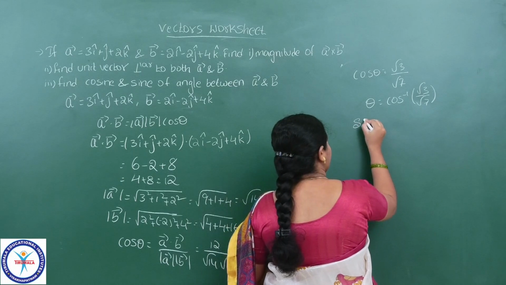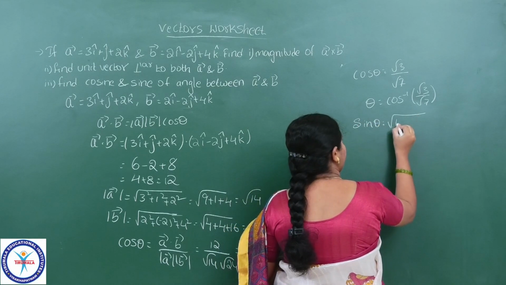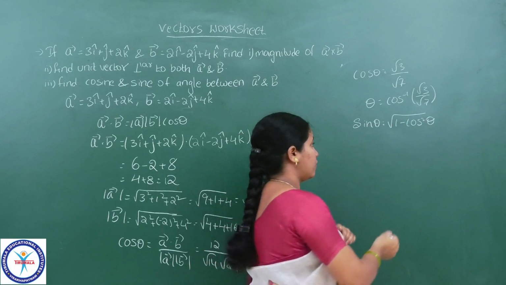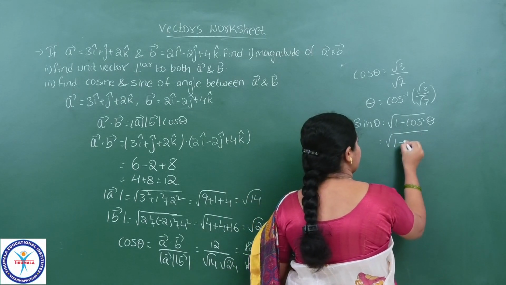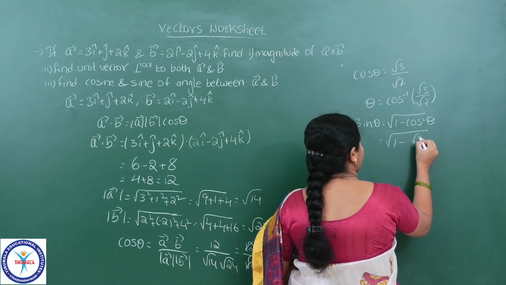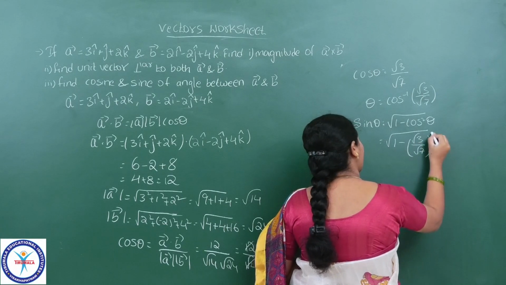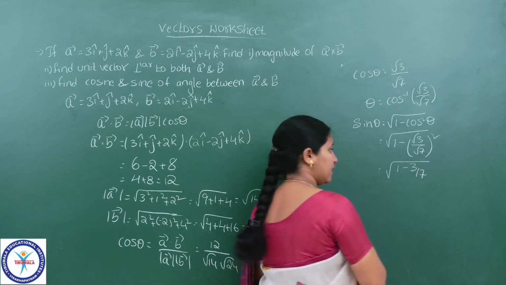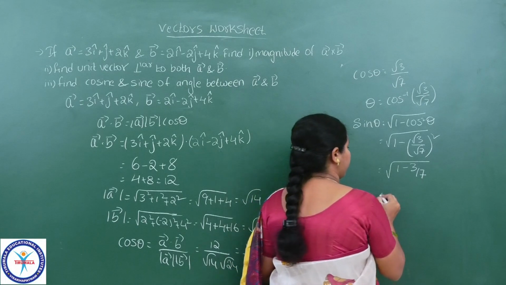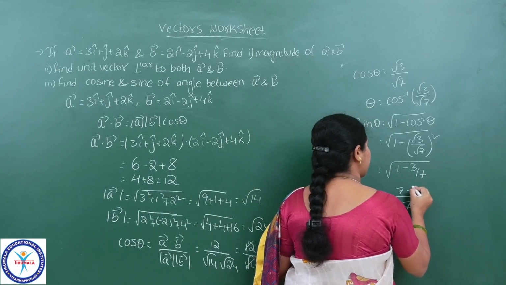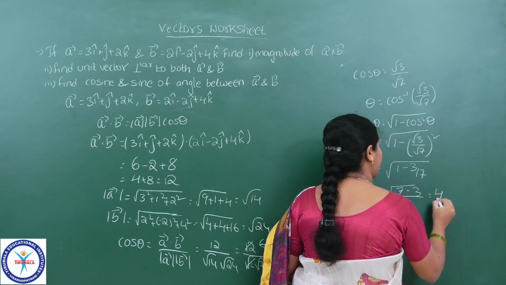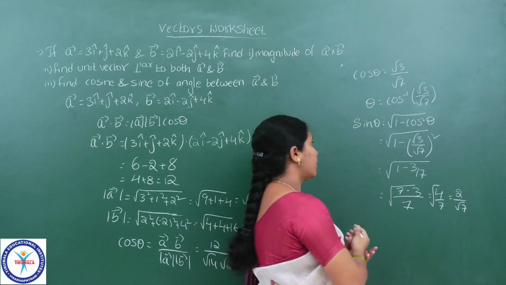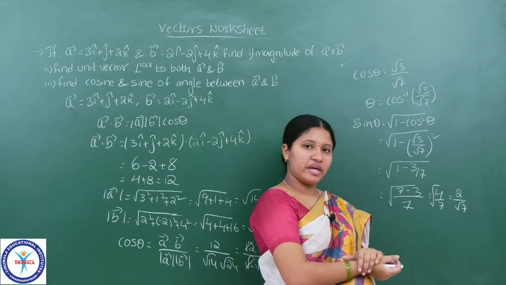So we can write sine theta is equal to square root of 1 minus cos square theta. So substitute the value of cos theta, we get 1 minus cos square, that is root 3 by root 7 whole square. So we get 1 minus 3 by 7. On taking the LCM, 7 is the LCM. So 7 minus 3, that is 4 by 7 under root gives us 2 by root 7. So sine theta value is 2 by root 7.